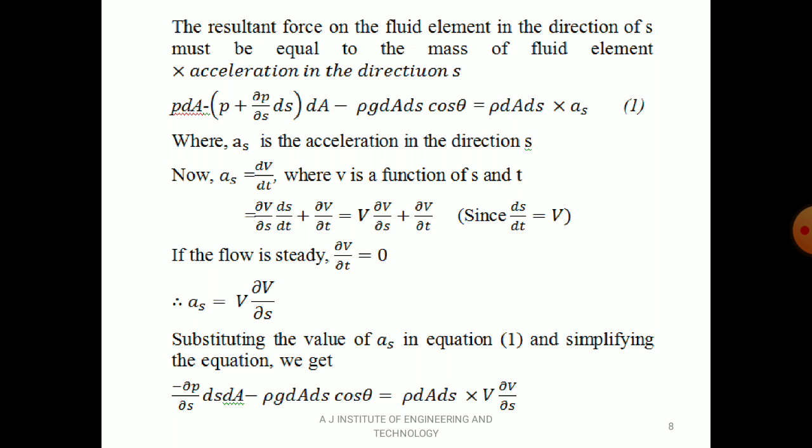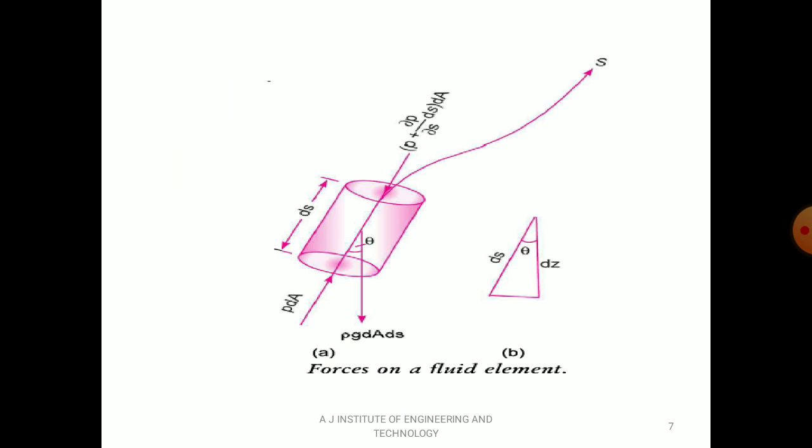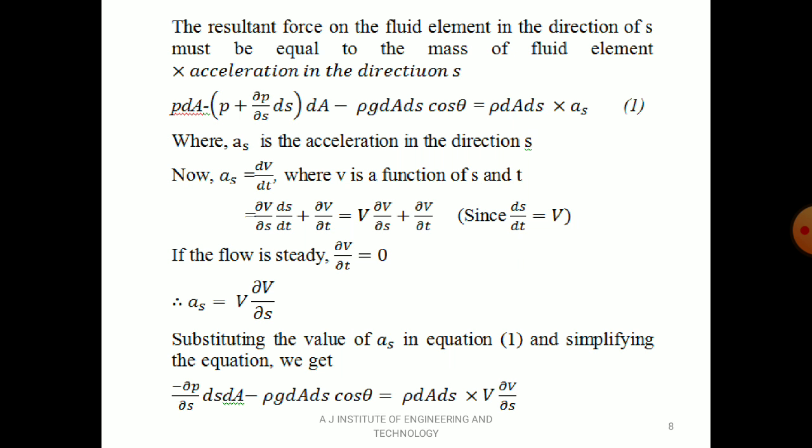Now we have to consider that weight acts vertically downward, but we want the component of weight with respect to some direction. So we have to resolve that force, the weight, into x and y components. In the direction of S, we are going to get rho g dA ds into cos theta. So we consider the cos theta component along the direction of S. So minus rho g dA ds cos theta, which is opposite to the direction of flow, so it is minus.